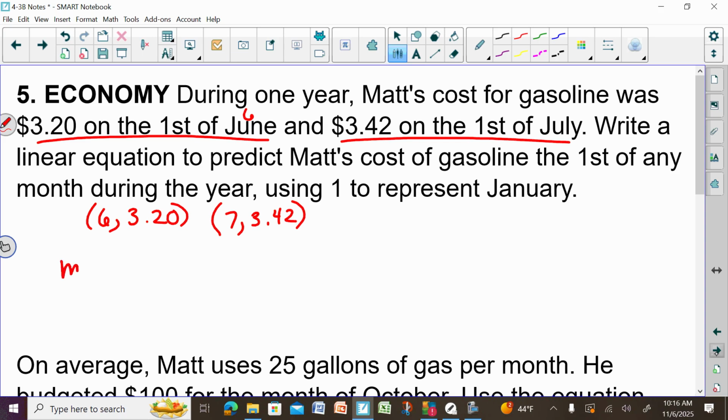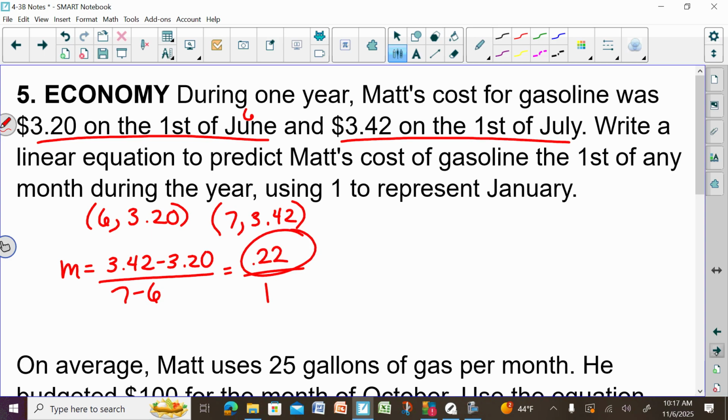Okay, so we're going to use a slope formula. It's sort of like a rate of change, right? 342 minus 320, my y minus my y, and then my x minus my x. So the 7 minus 6 gives me 1 on the bottom, and then 342 take away 320. I don't trust my mental math. I think it's 20 cents, 22 cents. Yep, 22 cents. So this is my slope. My slope is 22 cents. It's rising 22 cents each month.